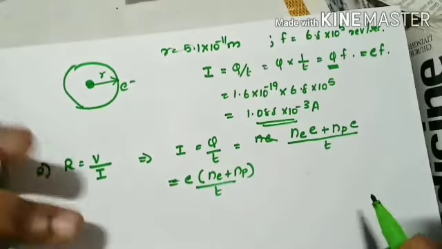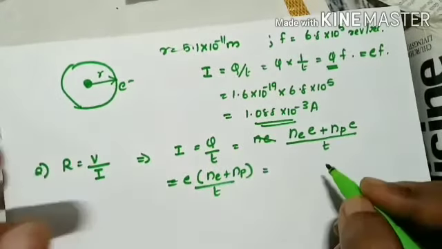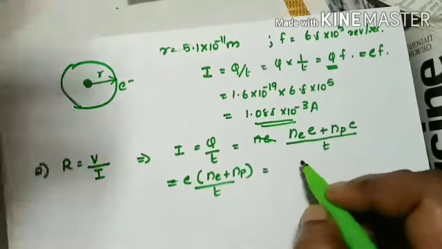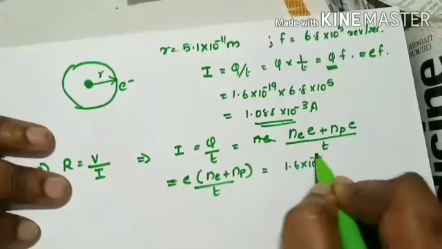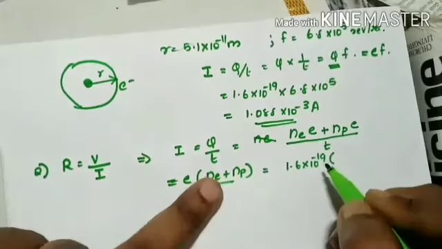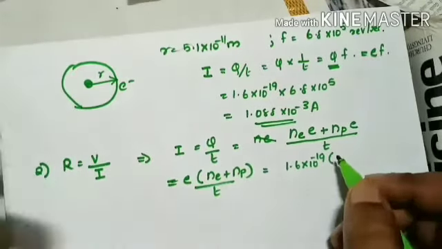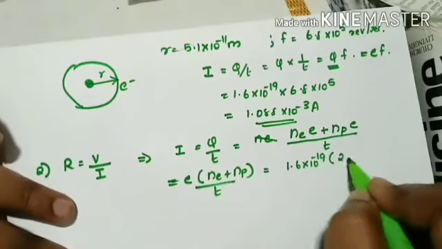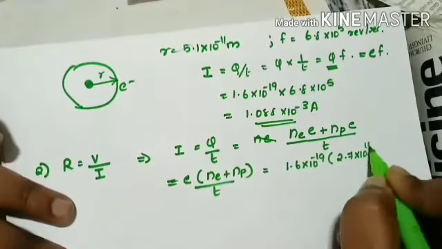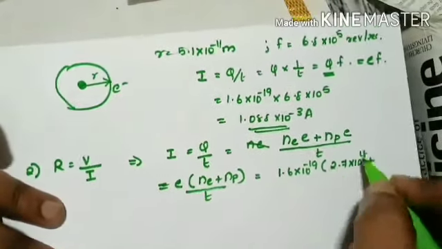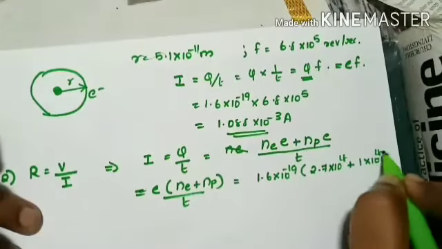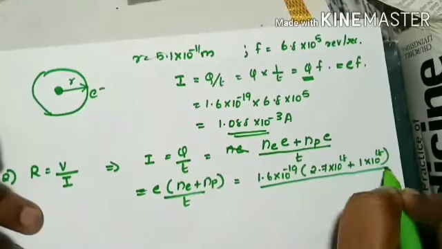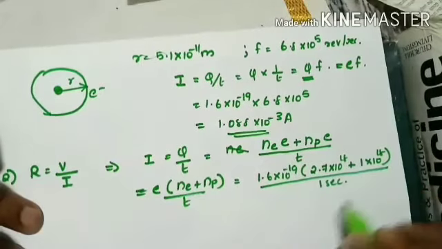Right, this much is clear. Now just substitute the values which are given in the question. Then e is 1.6 into 10 to the power minus 19. What is the number of electrons given? Number of electrons is given as 2.7 into 10 to the power 18, whereas the number of protons or positive hydrogen ions is given as 1 into 10 to the power 18. Substitute the value, and they are flowing for 1 second.